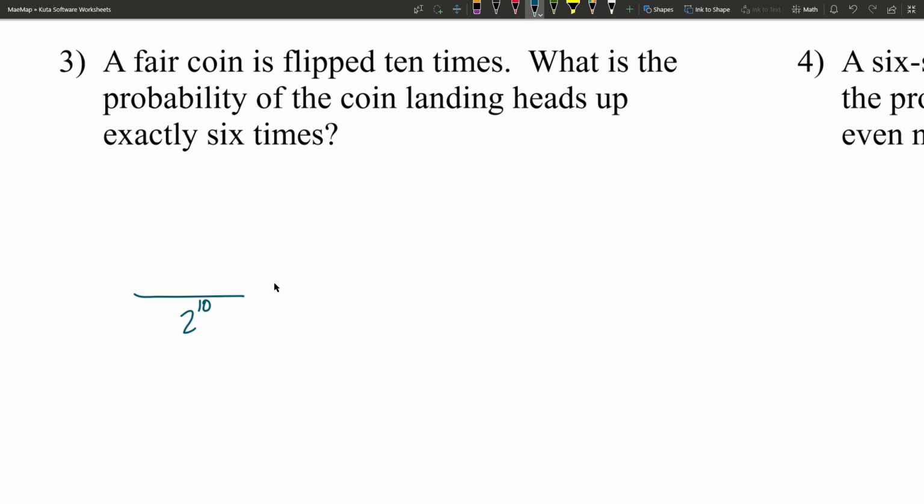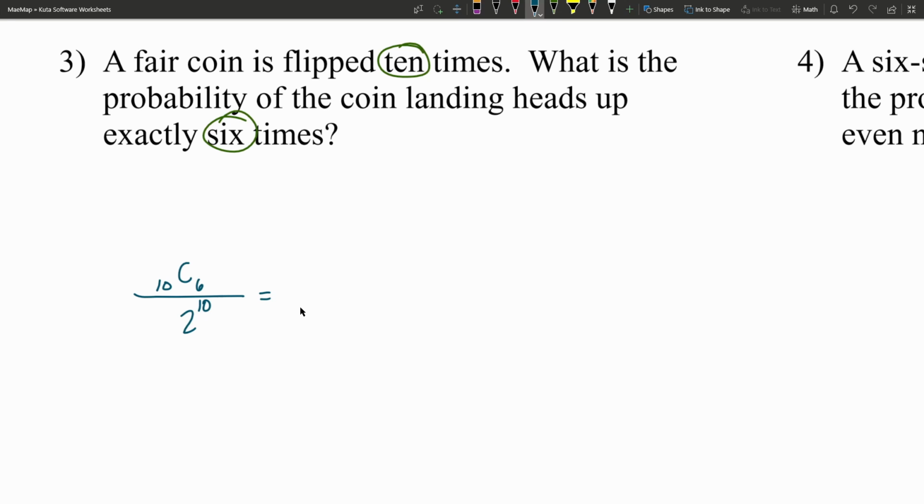What we want though is the probability of that coin landing heads up exactly 6 times. Out of the 10 times we flip it, we're choosing 6 of those times that it's heads. So that's 10 choose 6. We want to select 6 of those times that it's heads.